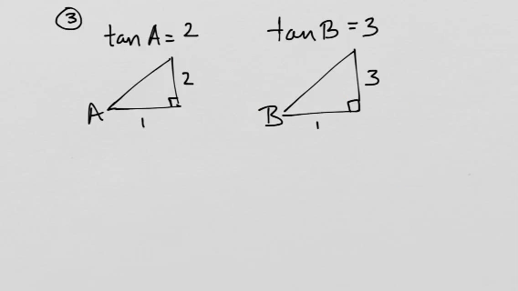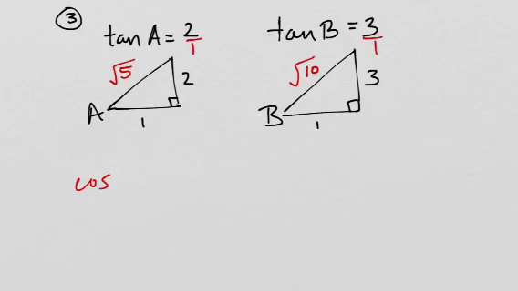Question 3, we're going to do this in class on probably Wednesday. Tan A is 2 over 1. Tan B equals 3, so write that as 3 over 1. That allows us to draw these little triangles. Simple Pythagoras tells us that side is root 5 and that side is root 10.